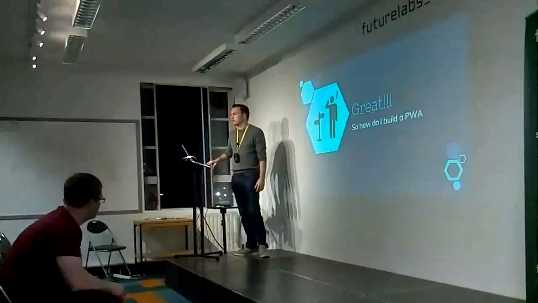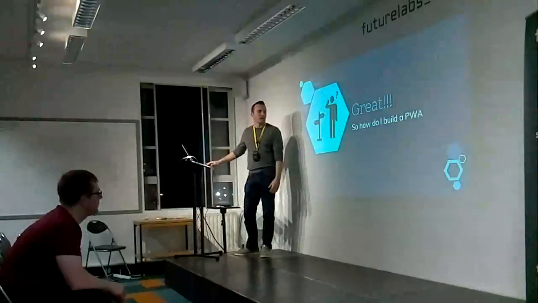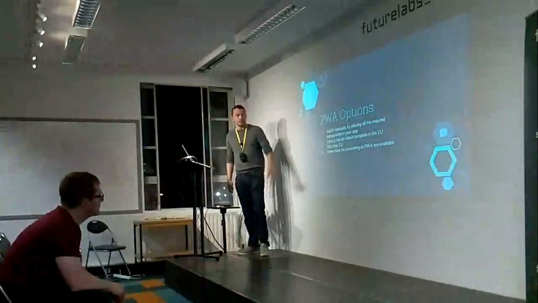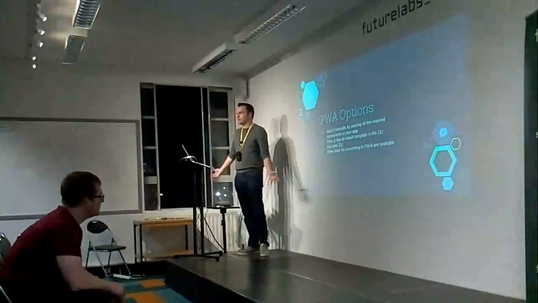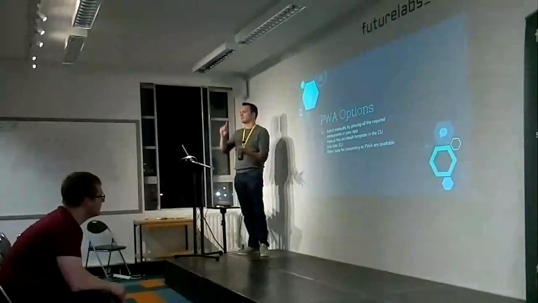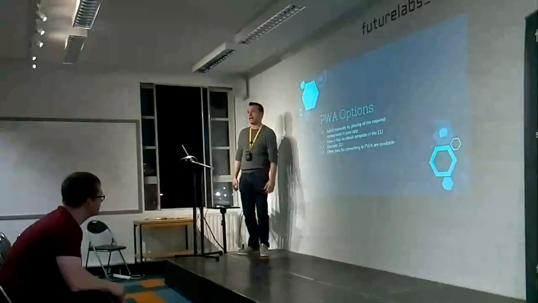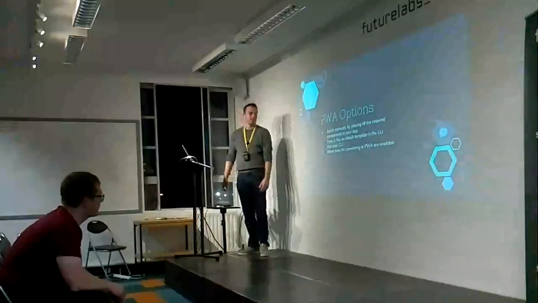So great, how do I build a PWA? You have a number of options as usual. Because it's so simple, it's just three components: you need a service worker, you need a manifest, and you need an app shell. So you can go and add it manually to your existing app.